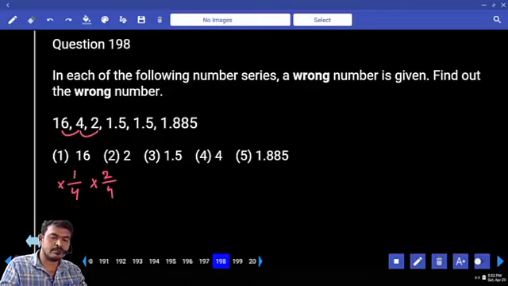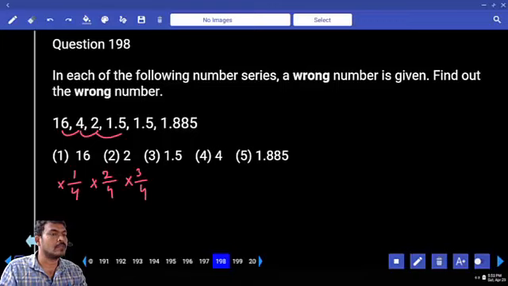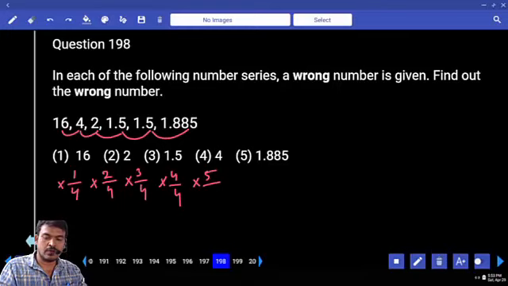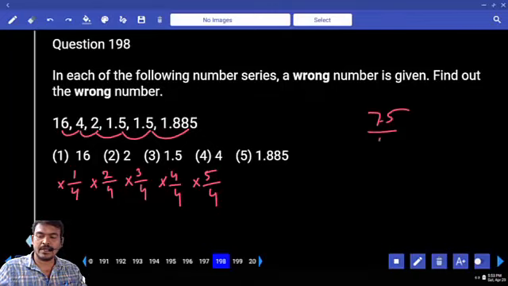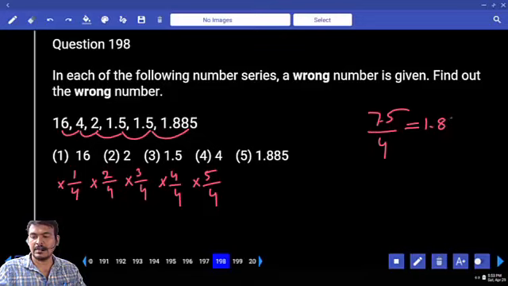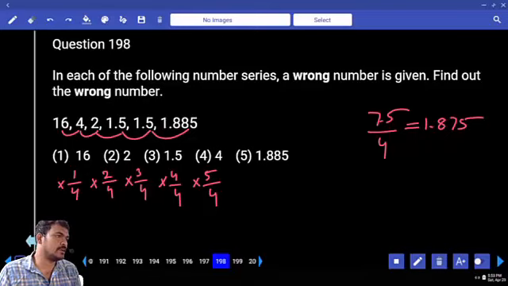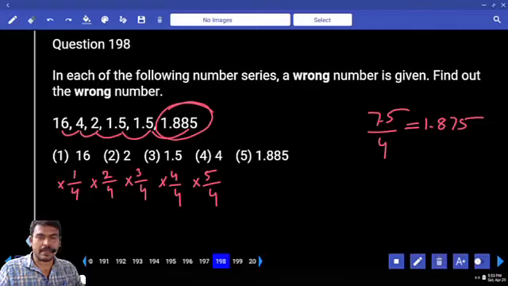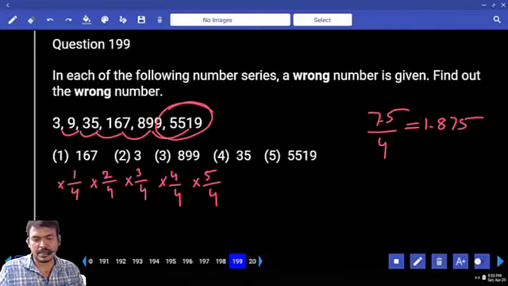Next, 198. 16 becomes 4, which means times 1 by 4. 4 becomes 2 means times 2 by 4. Next, 2 becomes 1.5, which is times 3 by 4. 1 and a half becomes 1 and a half, it is times 4 by 4. Next one, times 5 by 4. 1 and a half times 5, that is 7.5 divided by 4, which means 1.875, or 4 times 1 is 4, 7.5 minus 7.2 remaining 3 means it is 0.75. What is the wrong number? 1.885.